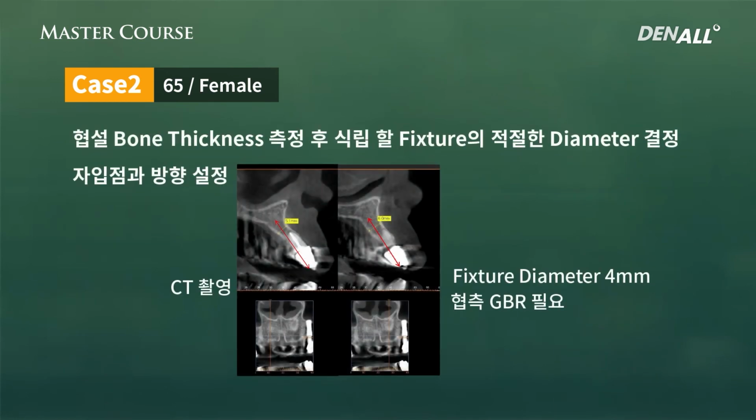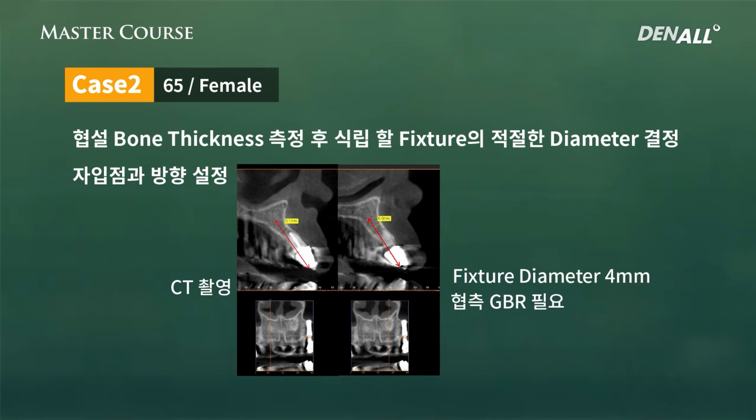On CT, the reason why we take CT is to check the buccolingual bone thickness and to determine the appropriate diameter for the fixture to be placed. By checking the CT, you can check the bone and set the entry point and direction. If you look, bone width in number 12 is 5.1 and in 22 is 6 millimeter.